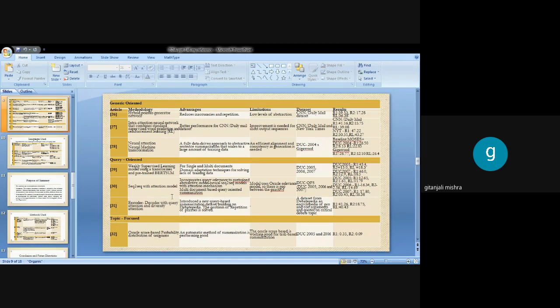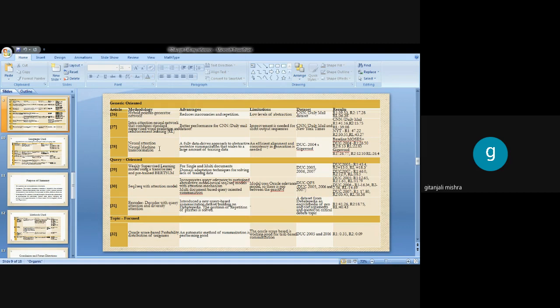So these are some of the literature survey which we have done. In generic oriented, these are the reference articles. The first one is the hybrid pointer generator network. This methodology is used, and the advantage is that it reduces the inaccuracy and the repetition of the summary. The limitation is that it gives a low level of abstraction. Here the CNN Daily Mail dataset is used. This is the result.